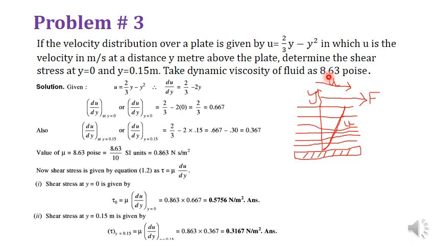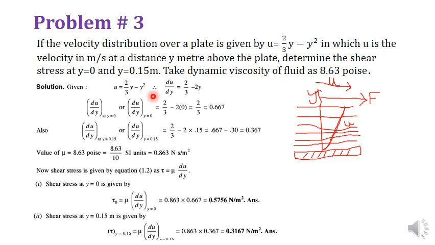That is what I am telling you again and again: while calculating numerical problems, you must be very careful with the interconversion of units. So here 8.63 poise means the CGS system, dyne second per centimeter square, but the rest of the values are in the SI system. So let us see now, during the solution of this numerical problem, how we are going to tackle this.